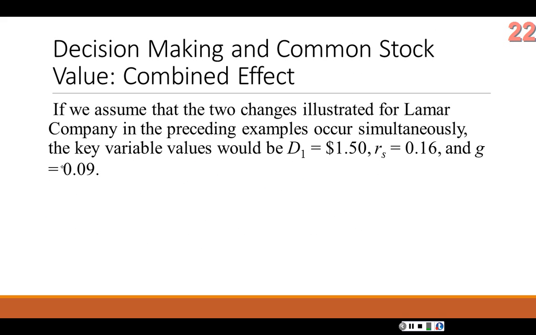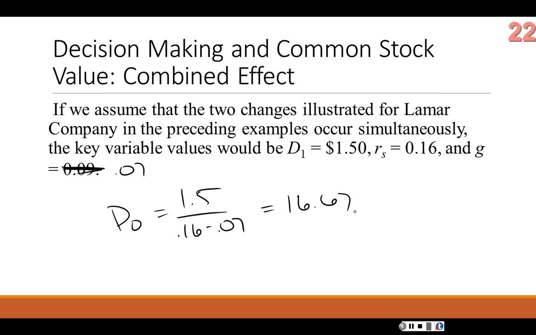So let's assume that the growth rate hadn't changed. Let's say it was 7% still. So the price today is equal to the next dividend payable over the required return minus the old growth rate. I just did the slides backwards. So 1.5 divided by 9% gives you $16.67.